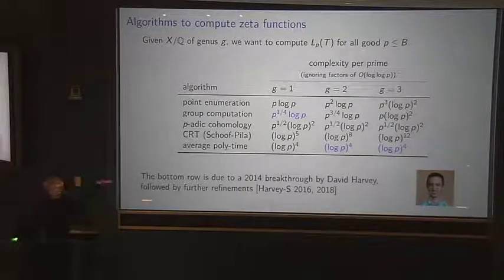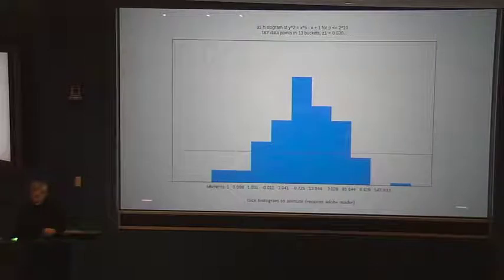So this was a major breakthrough. It made it possible to create Sato-Tate distributions and compute L-functions for higher genus curves than had ever been possible before. Just to show you maybe one or two quick examples.